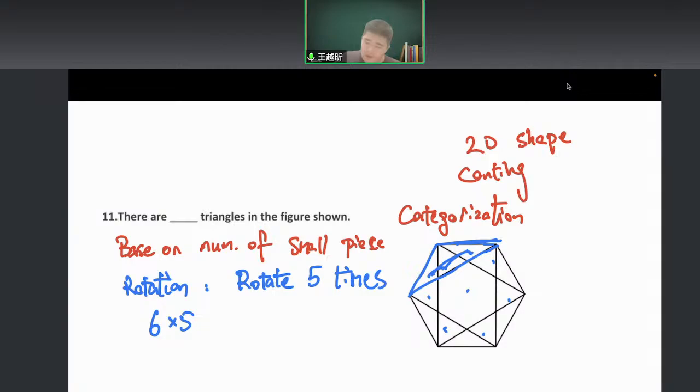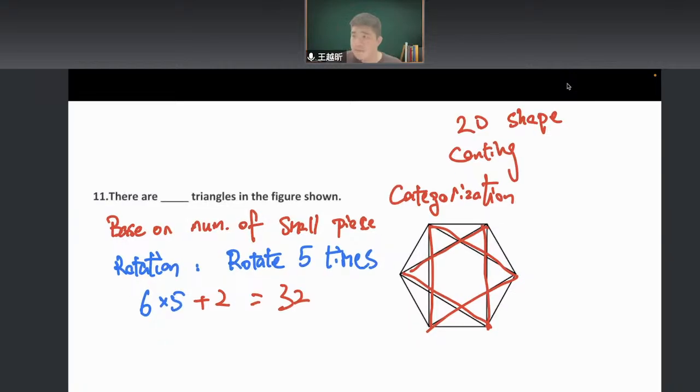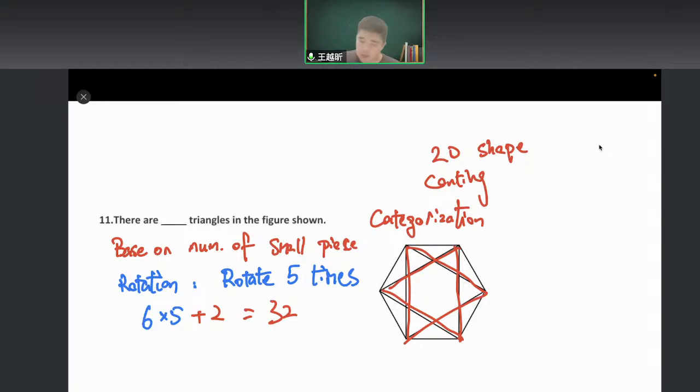But we're not finished yet. There are 2 triangles here that we didn't count in, so we need to add an extra 2 triangles. So it equals 32. Okay, moving on. This one is about 2D shape counting. The main idea is categorization.